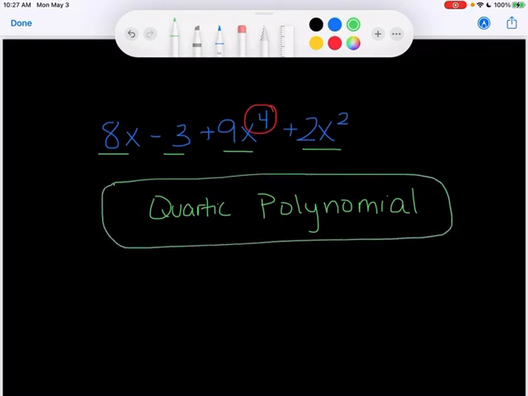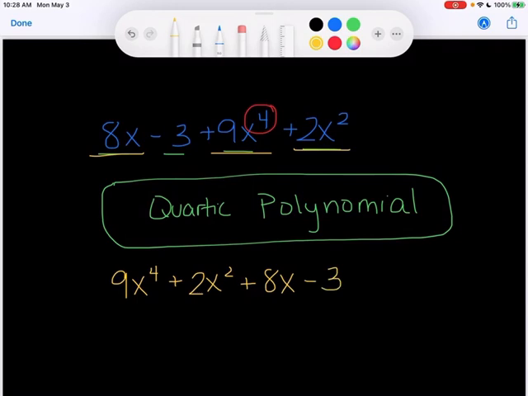You also need to know how to write this in descending order. Descending order means you write it from highest exponent to lowest. So our highest exponent is x to the 4th, so that's a positive 9x to the fourth. Next would be the square, so plus 2x squared. Then the 8x, because that's x to the first, so plus 8x. And then the constant is last, so minus 3. And that is called descending order. And that's a good habit to get into, writing these polynomials in descending order.